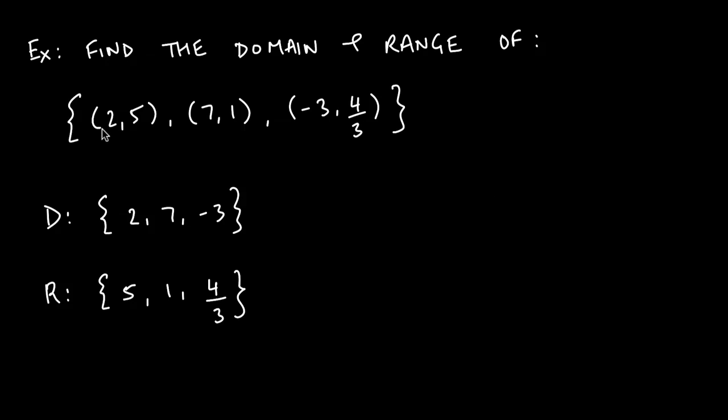Let's take a look at another one. Instead of it being given to us in a graphical form like it was here, let's say we just give you a set of ordered pairs. Remember, ordered pairs means the input or the x coordinate comes first, and the output or the y coordinate comes second. So the domain of this set would simply be the collection of all the inputs, so 2, 7, and negative 3, and we can put them together inside of a set. That becomes our domain. The output or the range elements are the y coordinates, so 5, 1, and 4/3. That's it.